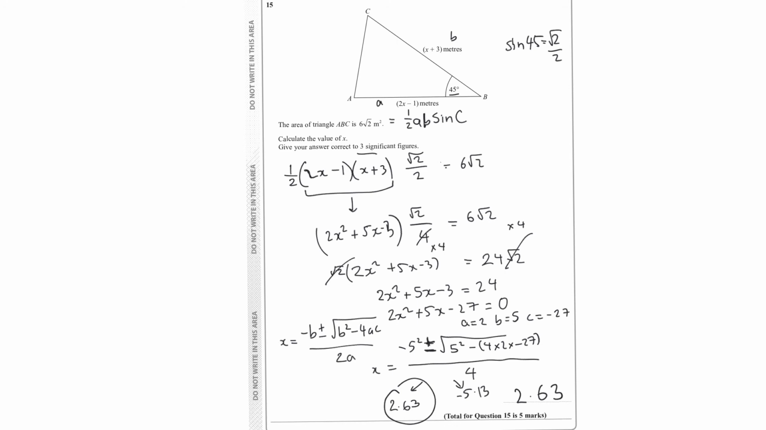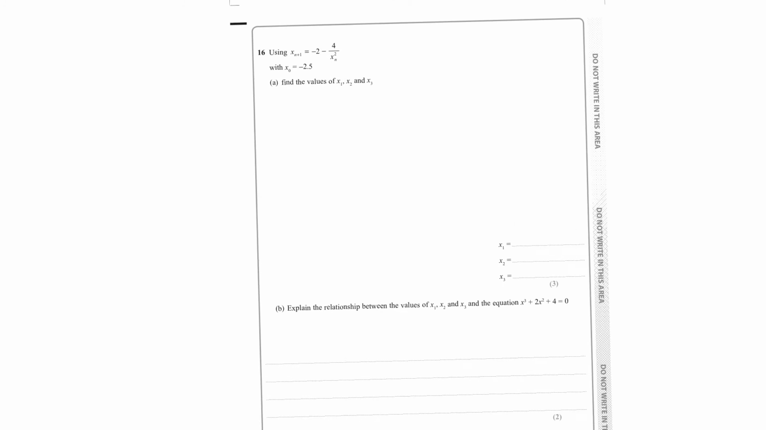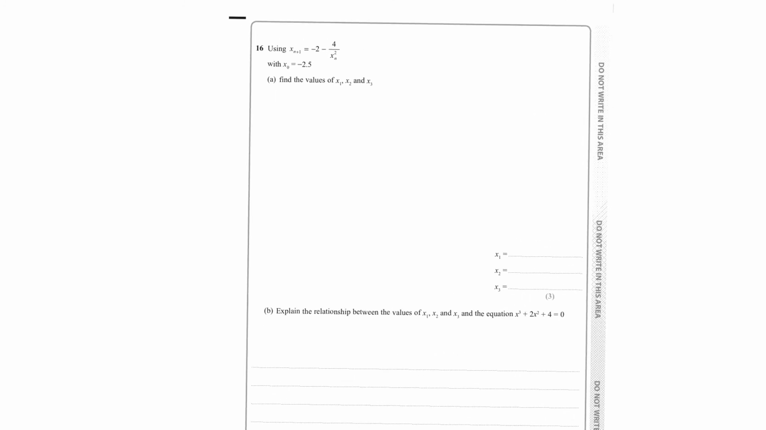Okay, so moving on to question 16. Having a look at this question, it has x n plus 1 is equal to minus 2 minus 4 over n squared n. It wants us to work out the values of when x is 1, x is 2, and x is 3. We know x is 0 is minus 2.5. So x is 1 would be minus 2 minus 4 over minus 2.5. Remember that's squared.